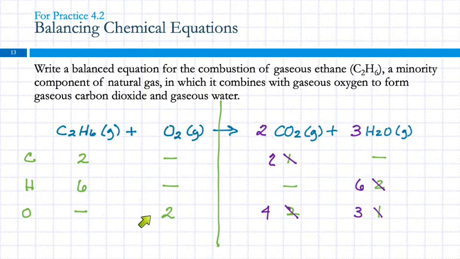So on the left side I have 2 oxygens, and on the right side I have 4 plus 3 is 7. The oxygens are coming in pairs, but I want 7 of them, which is an odd number. If I multiply this by 3, I'll get 6, and if I multiply by 4, I'll get 8, right? One's too small, one's too big.